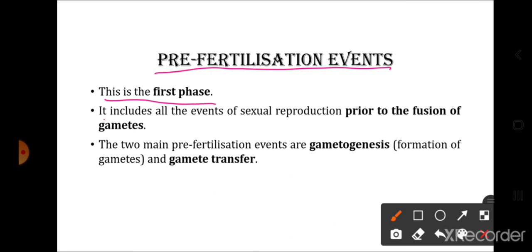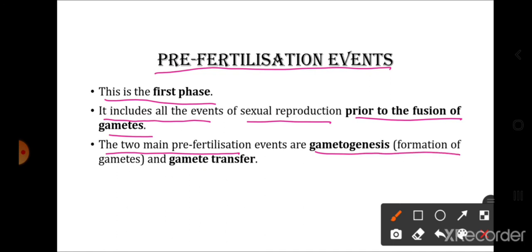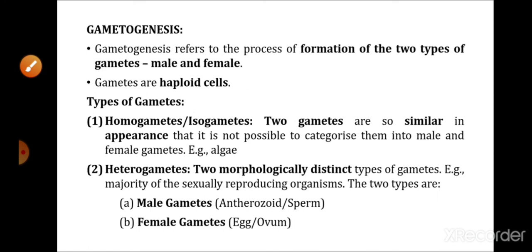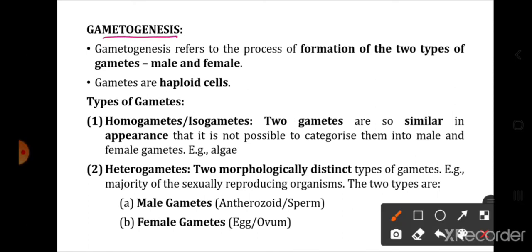It is the first phase. It includes all the events of sexual reproduction prior to fusion of gametes. So, all those processes occurring in the stage of sexual reproduction before the fusion of the gametes are called pre-fertilization. The two main pre-fertilization events are gametogenesis, formation of gametes, and the other one is gamete transfer. So, first of all, gametogenesis. What is gametogenesis? It is the formation of the gametes.